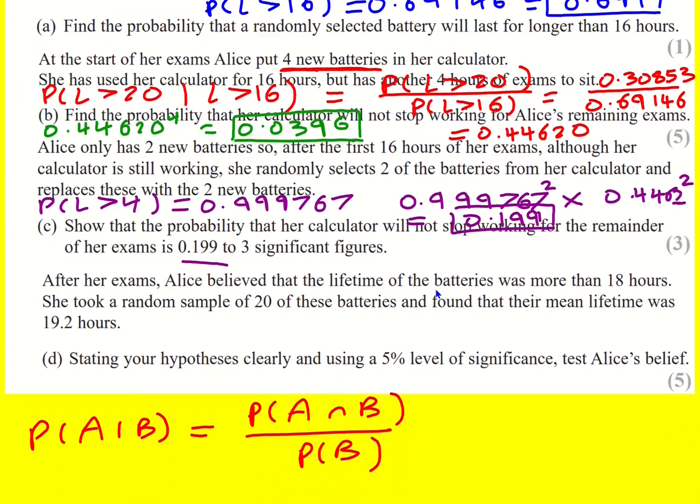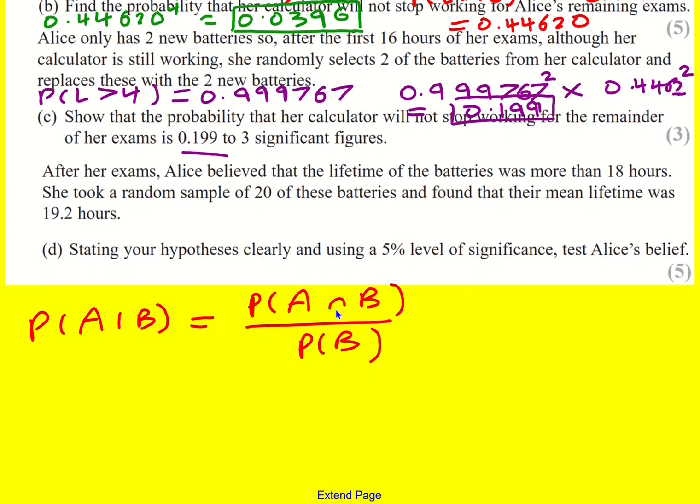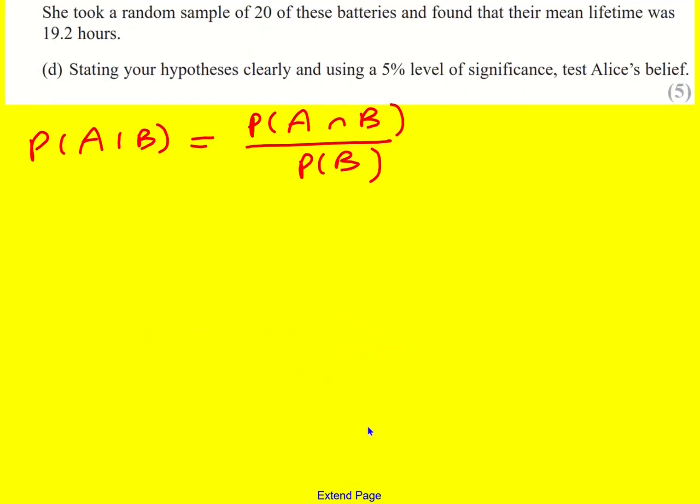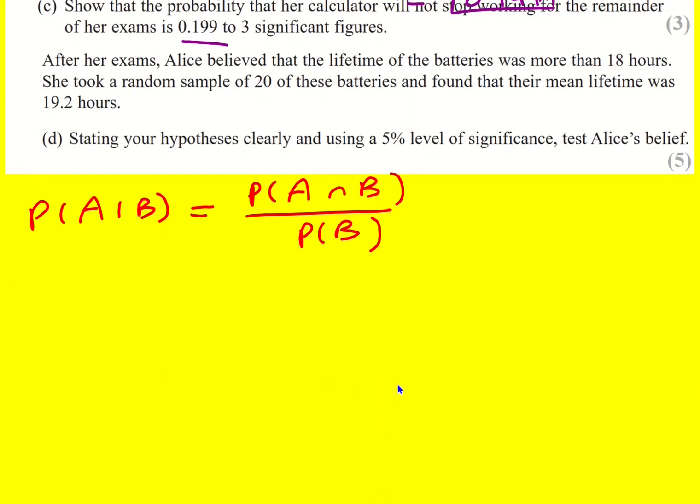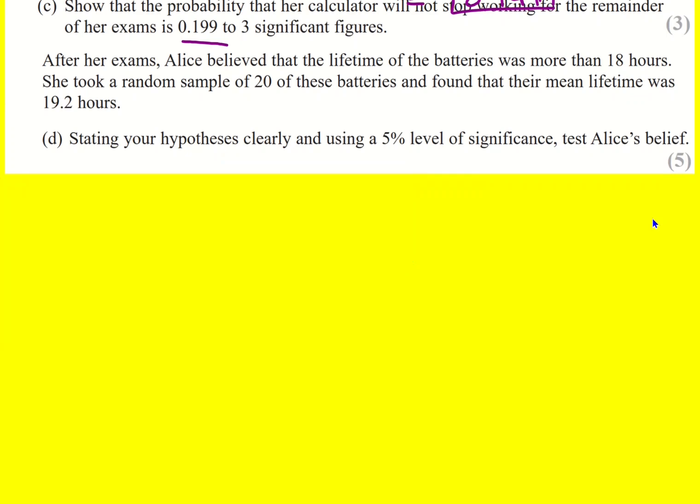Right, final bit of the question. After her exams, Alice believed that the lifetime of the batteries was actually more than 18 hours. She took a random sample of 20 of these batteries and found that their mean lifetime was 19.2 hours. Stating our hypotheses clearly and using a 5% level of significance, test Alice's belief.